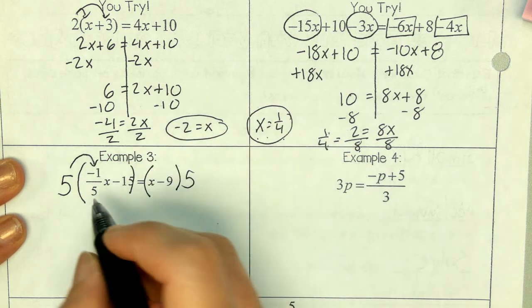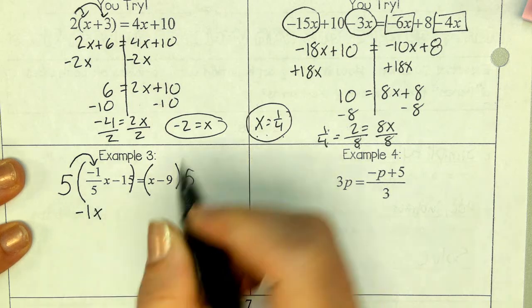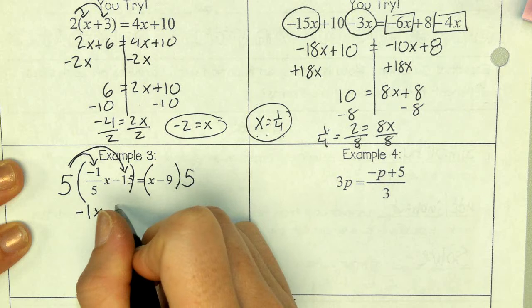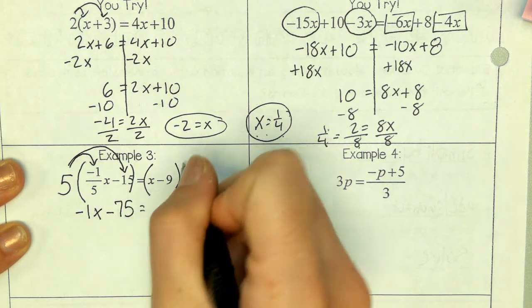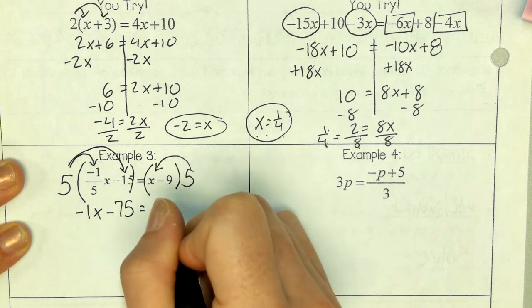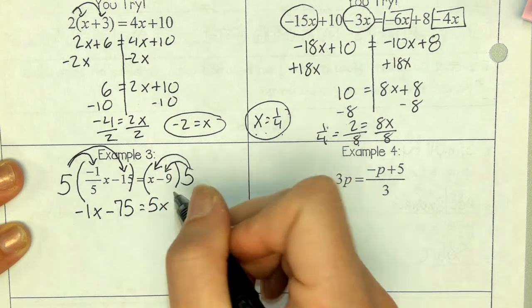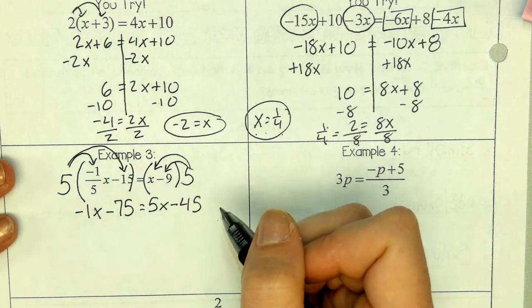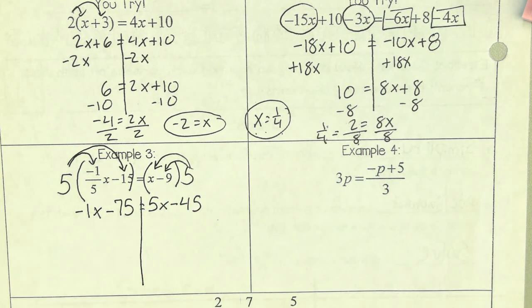5 times -1/5 x is -1x. 5 times -15 is -75. 5 times x is 5x. 5 times -9 is -45. All right, what should I do next?